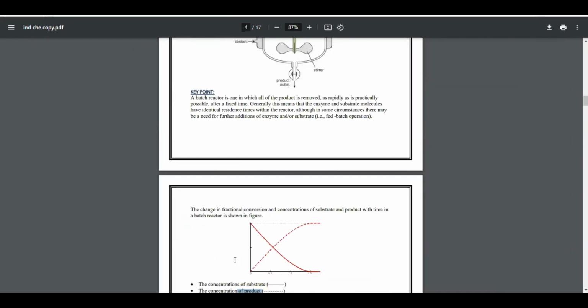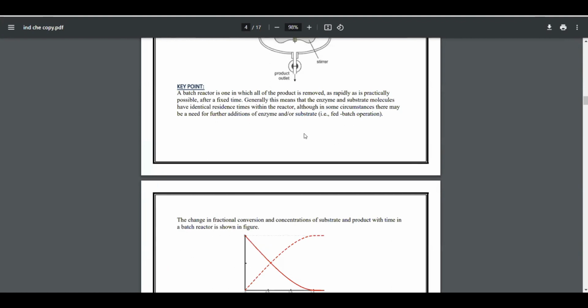It means that both the substrate and the product are removed in a batch reactor after a fixed period of time, all the product gets removed, which means both the substrate and the enzyme molecule have the same residence time within the reactor.